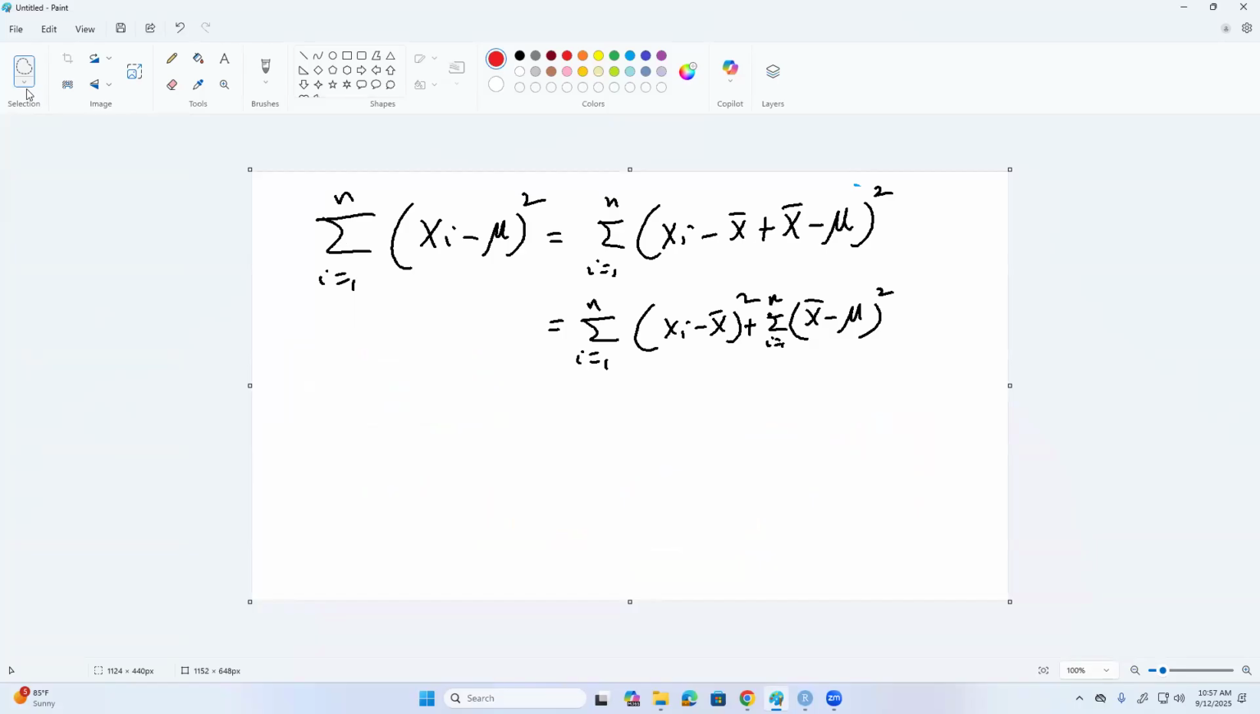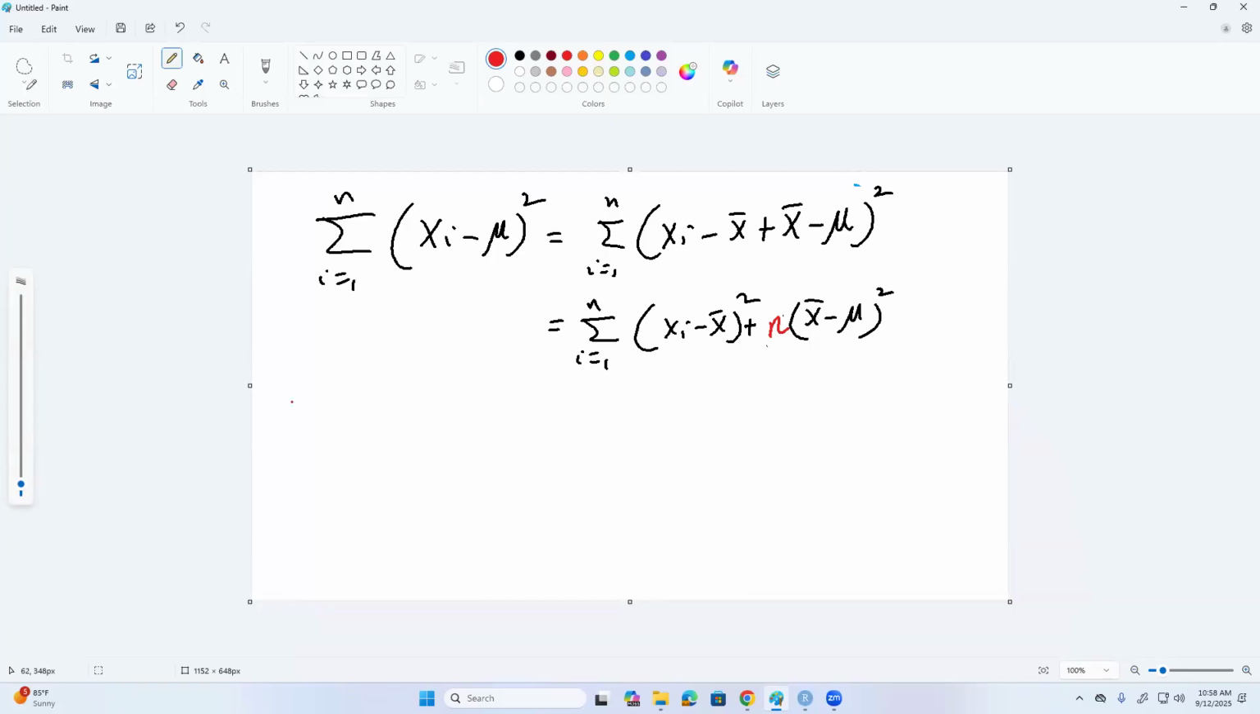Now look at the second term. Second term, x bar minus mu squared, sum over i equal to 1 to n. The summand does not depend on i. It's a constant term. So a constant term, if you sum n times, it is n times x bar minus mu squared. So I can simply write it as n times x bar minus mu squared.